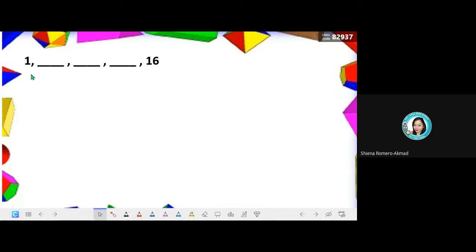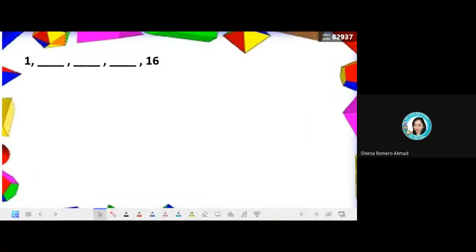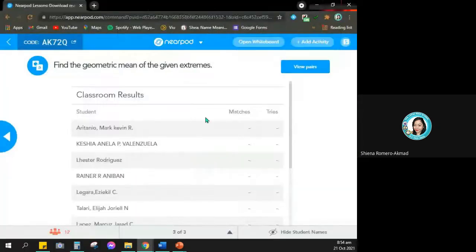So, before we proceed to this part, I want you to go back to our Nearpod. I gave some examples there that you can answer. What you'll do is prepare the photos or cards, then find the geometric mean of the given extremes. Okay? That means you only insert one geometric mean there.